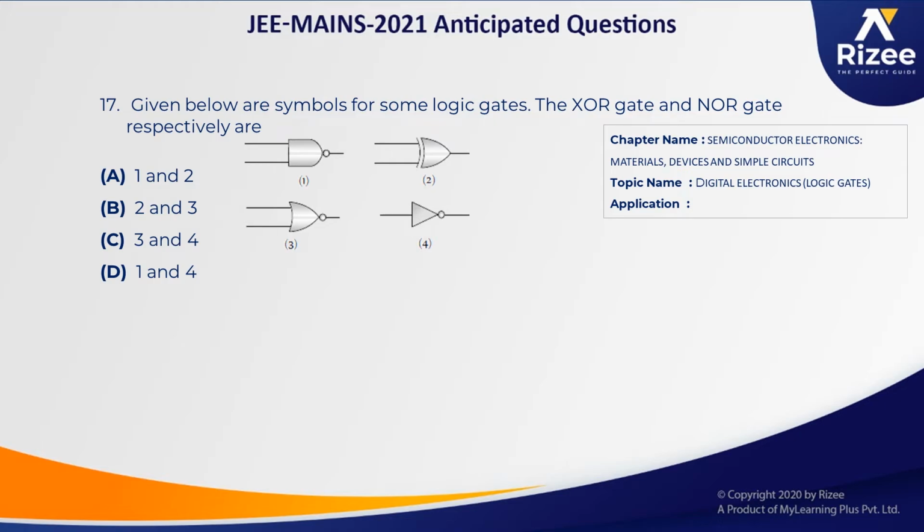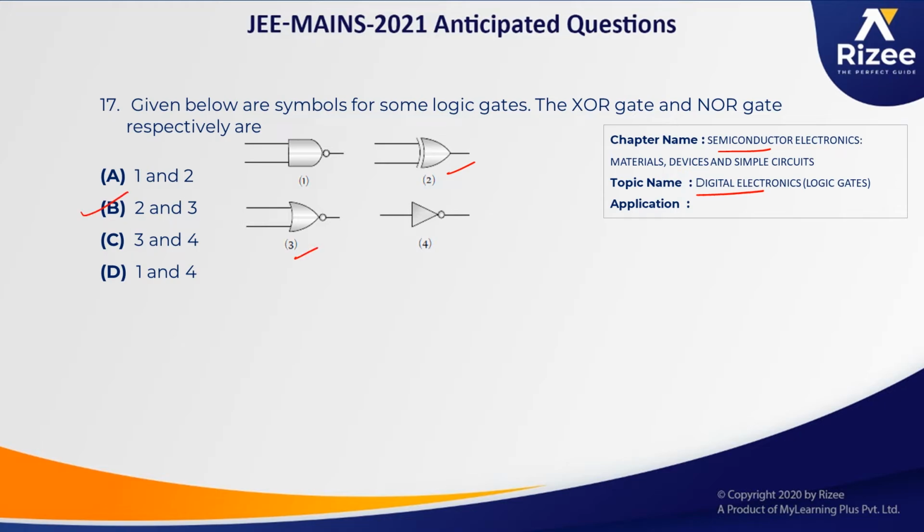By looking at the diagram only, you can say this is concerned to digital electronics, whose chapter is semiconductors. So let's go to the question. Given below are symbols for some logic gates, XOR gate and NOR gate respectively. So XOR gate and the NOR gate will be what? Obviously your XOR gate is going to be this one, and NOR gate is going to be 3, that is your option has to be the 17.